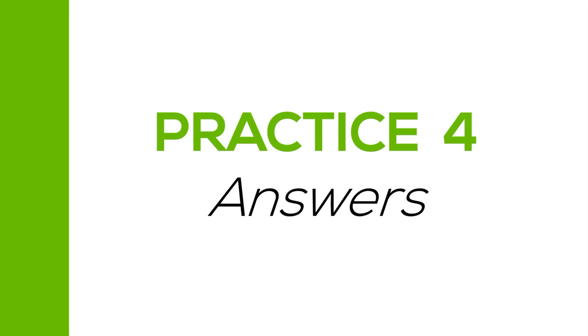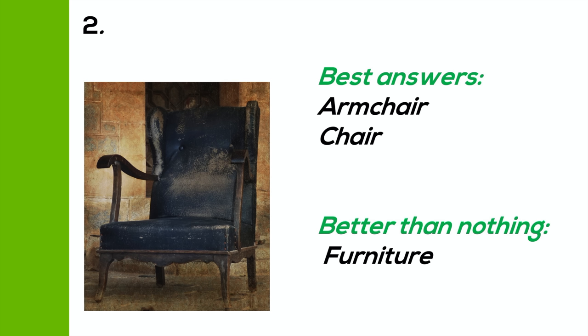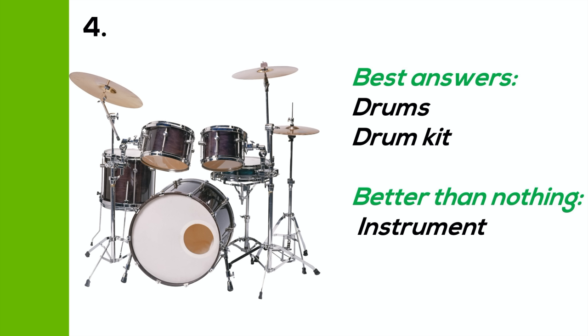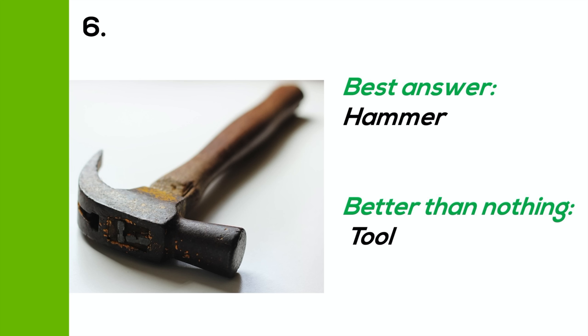Practice test 4 answers. 1. Best answer: avocado. Better than nothing: vegetable, food. 2. Best answers: armchair, chair. Better than nothing: furniture. 3. Best answers: belt, leather belt. Better than nothing: clothing, accessory. 4. Best answers: drums, drum kit. Better than nothing: instrument. 5. Best answer: ring, engagement ring, diamond ring. Better than nothing: jewelry. 6. Best answer: hammer. Better than nothing: tool.